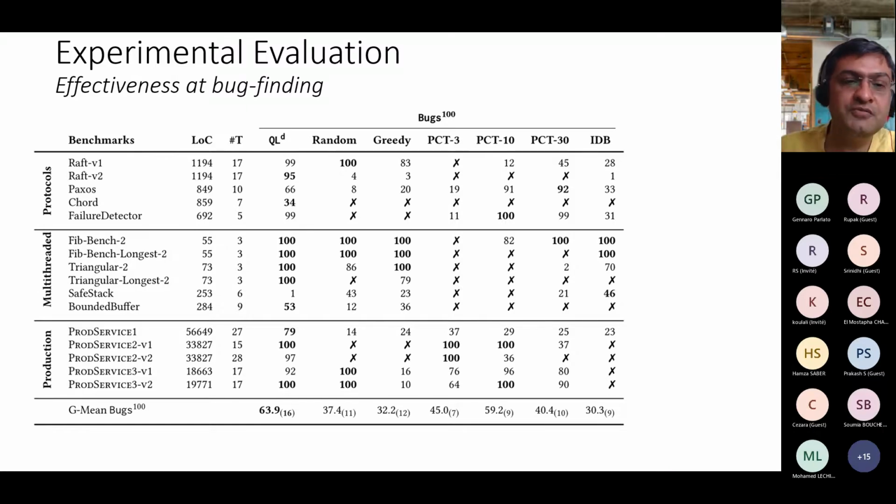And what we find is that among all of these benchmarks, Q-learning is the only one that is able to find all of the bugs consistently, right? The other schedulers miss multiple bugs among these 16 benchmarks that we have here. And not just that, in some cases, for example COD, Q-learning is the only one that is able to find the bug. The other schedulers are not able to find it. And in some cases, the performance of Q-learning is much better than the performance of the other algorithms.